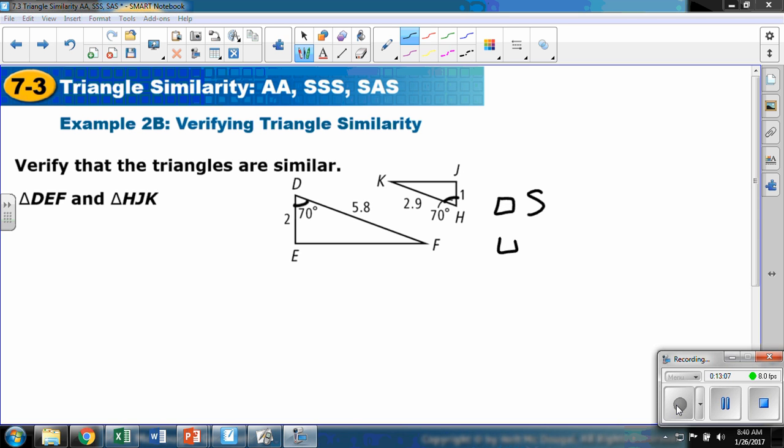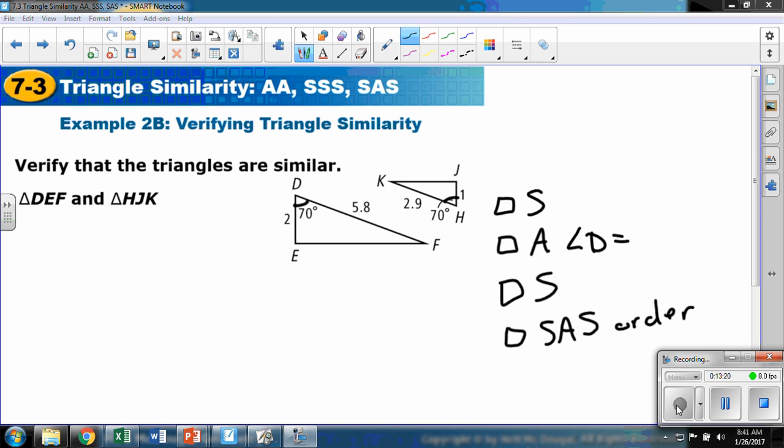Side, angle, side, and verify that we've got the side, angle, side order. Okay, so we've got angle D congruent to angle H, because of course we already noted the tick arcs that they're both 70 degrees. That one's easy to get. Checking the side conditions, we need corresponding sides, so we can calculate the scale factors.